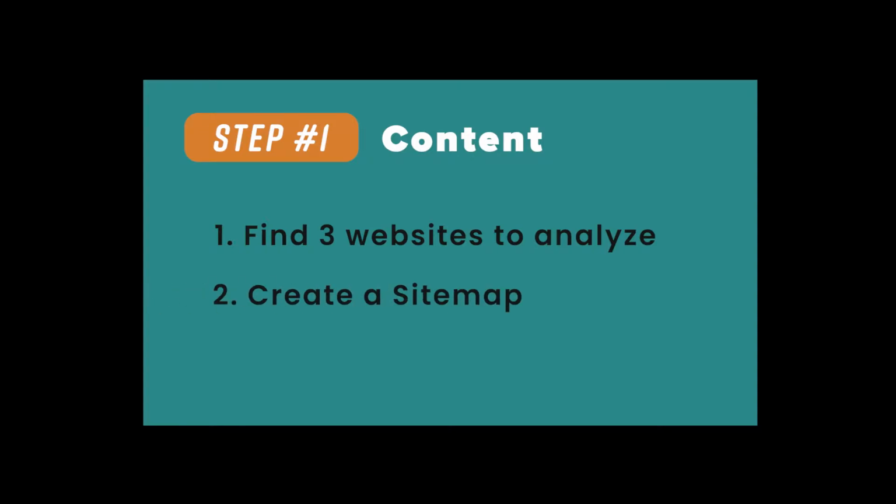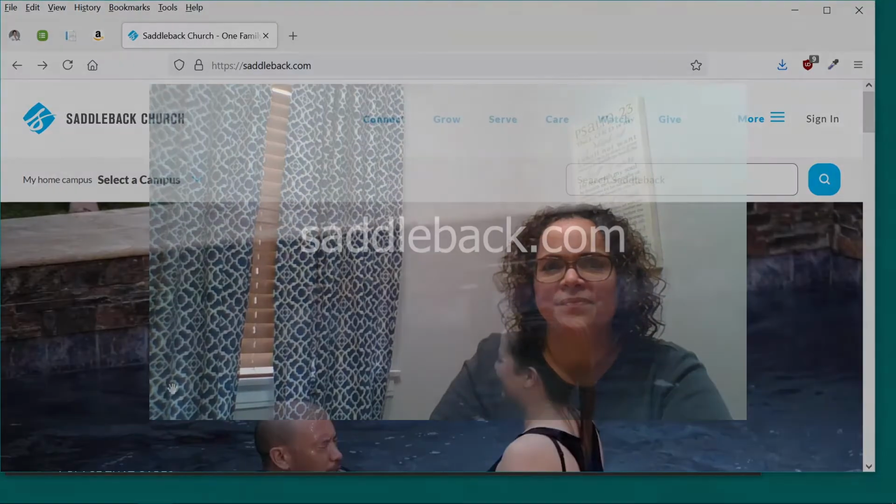The first thing you need to do is to find 3 websites in the same industry that you are and analyze those websites. The second step is creating a sitemap that we will use as a guide in our project. In today's video, I'm going to show you how to do those steps in a website for a church.